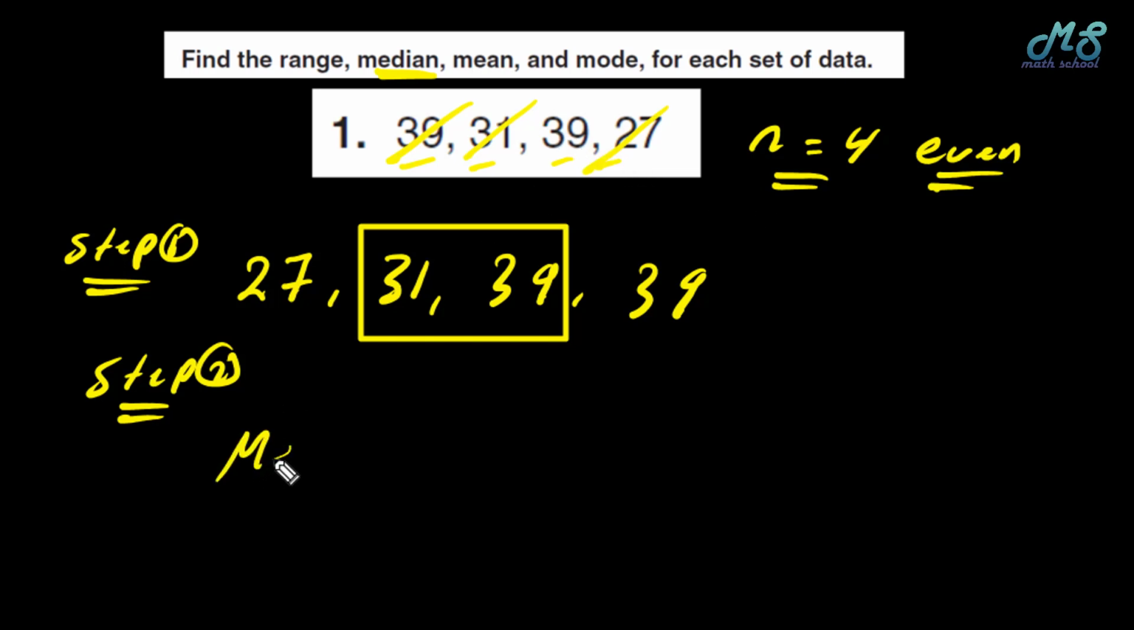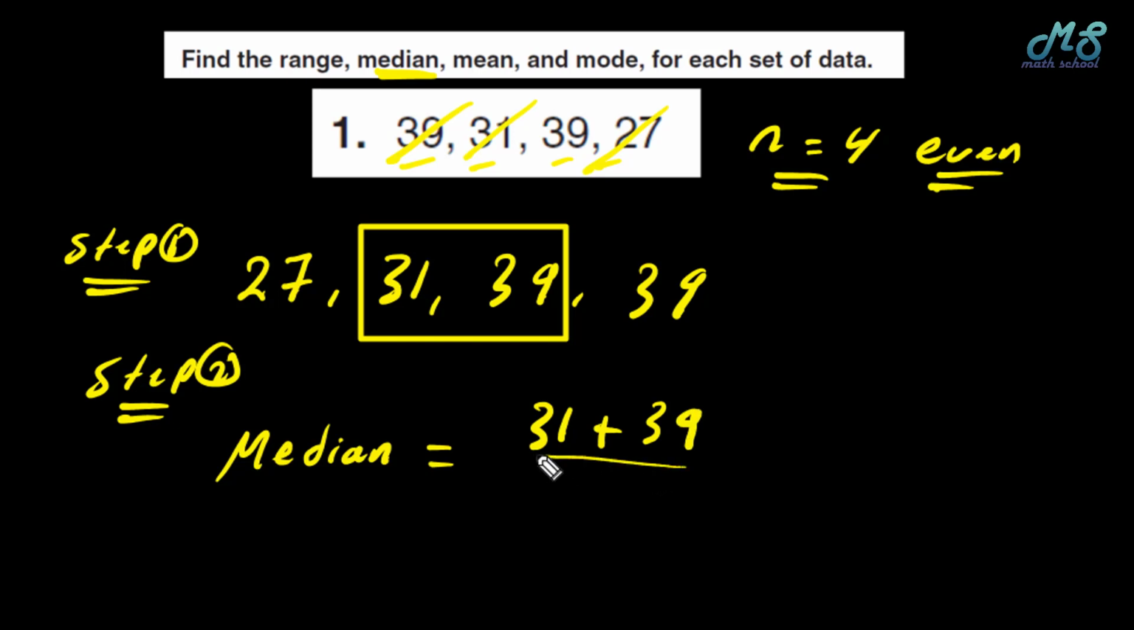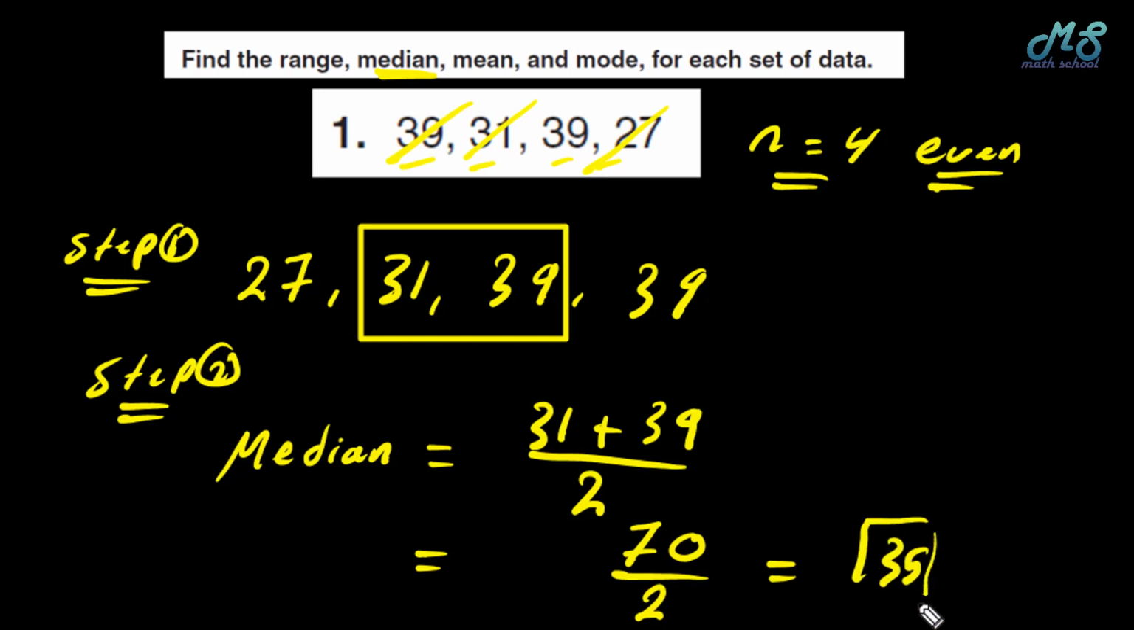Now we can say median equals, guys, 31 plus 39 divided by 2. 31 plus 39, guys, equals 70. 70 divided by 2 equals what? Ask yourself, you can find it mentally, equals 35. So the median is what, guys? It is the middle value. If the number of values is an even number, just add the two middle numbers, then divide by 2 to find the value of the median.